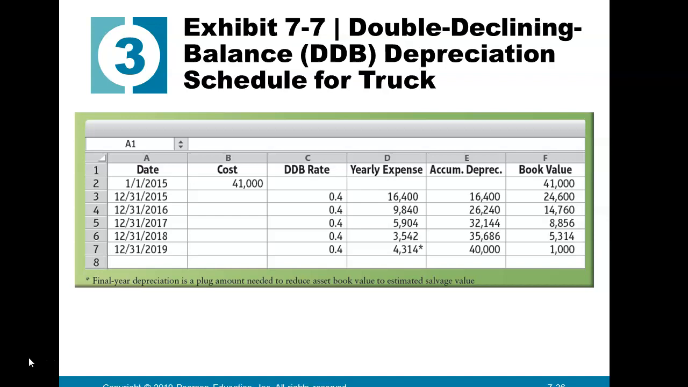We're going to multiply that times 0.4 to come up with our next depreciation expense, which is $9,840. Now we have $16,400 plus $9,840. That's accumulated depreciation after 2 years. We're going to take that number and subtract it from the $41,000 to come up with our new book value. So $14,760 times 0.40 gives us $5,904.